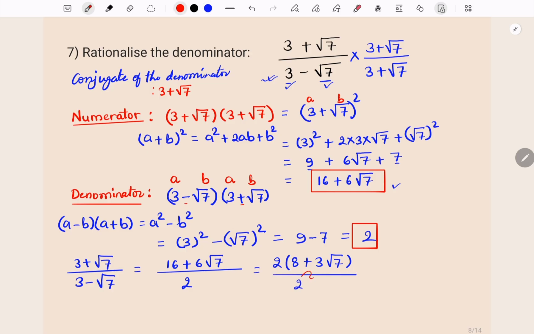Now I can cancel out these 2's. So I will have 8 plus 3 root 7, or you can put this 1 in the denominator. So if we look at this answer that we have a rational denominator. There are no surds present there. So we have successfully rationalized the denominator.